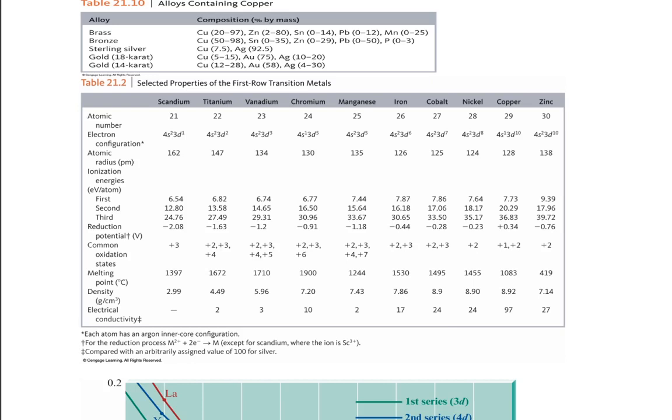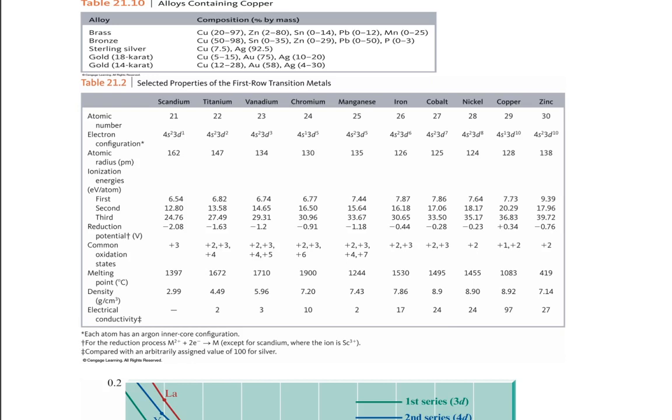The radius decreases for the most part as we go from left to right, so the usual trend. We see ionization energies. They increase as the size decreases for the most part. We see first, second, and third ionization energies shown. Next, go to the common oxidation states. So scandium, 3 plus, that means it has lost the 4s electrons as well as its 3d electron. Titanium, 2 plus, 3 plus, and 4 plus, those are all common.